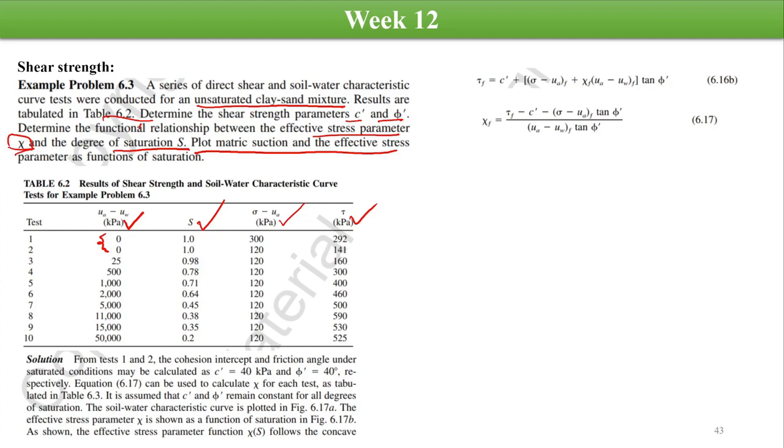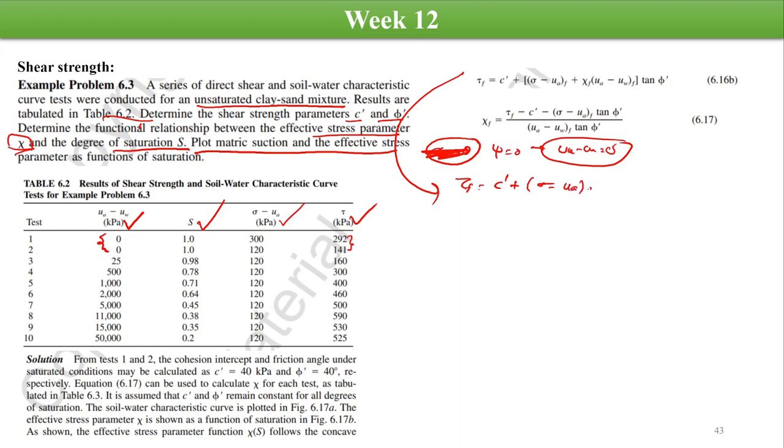It means that by using these two tests we can calculate the value of c dash and phi dash. While the matric suction is 0, this effective stress parameter is going to be 1. In that case, if we calculate the matric suction, ua minus uw is 0. So if you use this equation, it becomes tau f is equal to c dash plus sigma minus ua at failure, times tan phi dash.